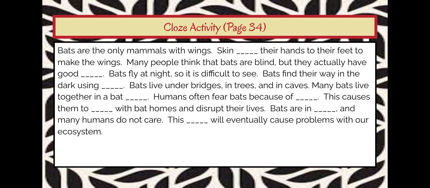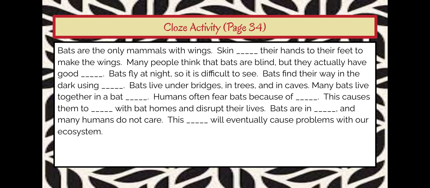Bats are the only mammals with wings. Skin blank their hands to their feet to make the wings. Many people think that bats are blind, but they actually have good blank. Bats fly at night, so it is difficult to see. Bats find their way in the dark using blank.